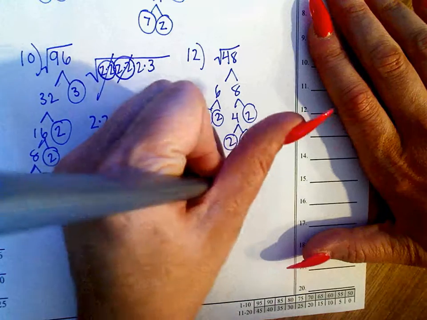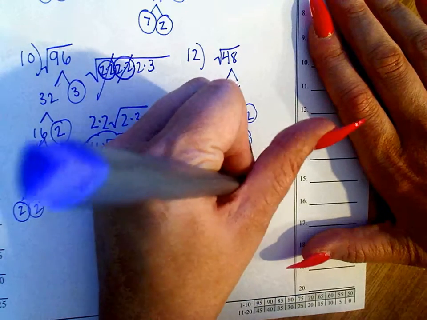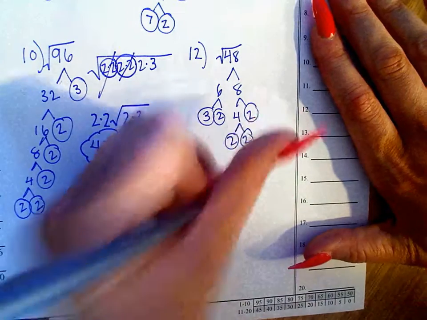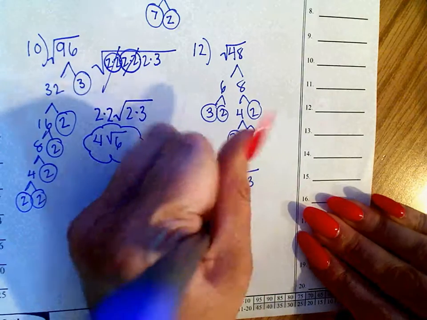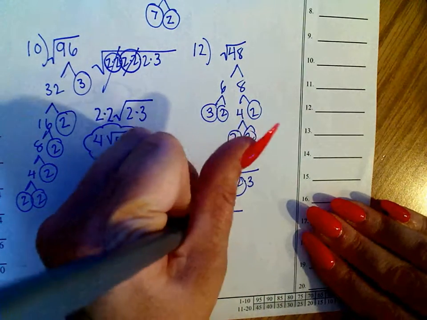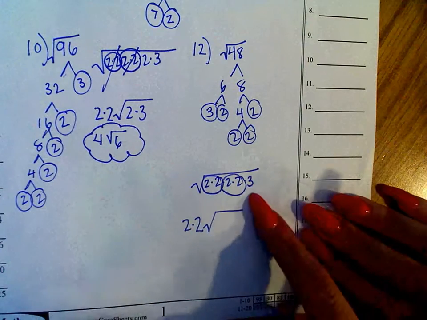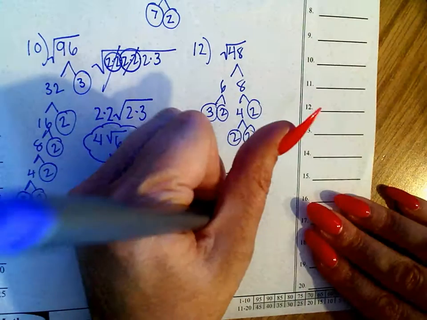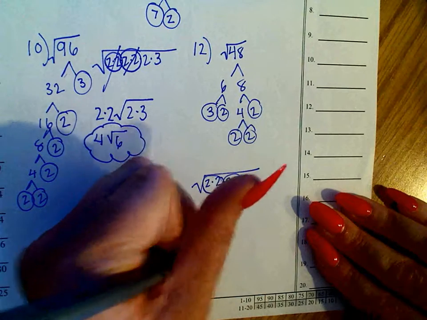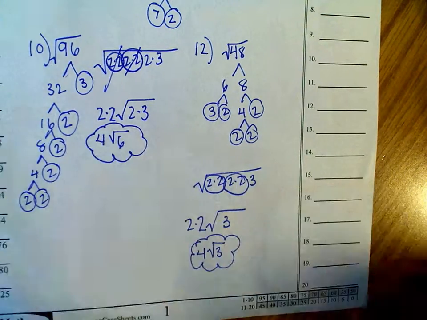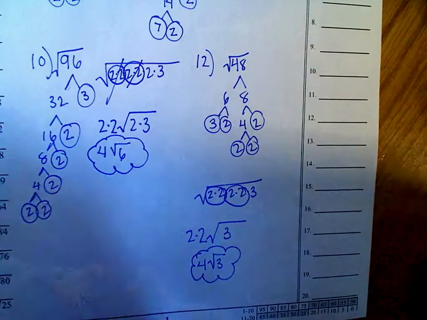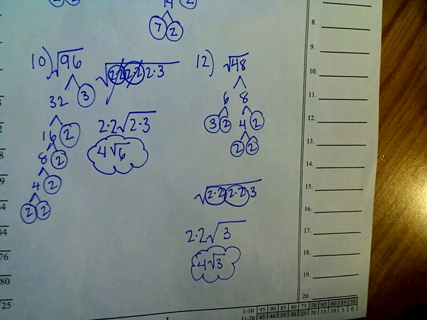So you have 1, 2, 3, 4 2s, and a 3. So again, you have 2 pairs of 2s here. Since you have 2 pairs of 2s, that means 2 2s are going to go on the outside, and then this 3 is going to stay on the inside. So 2 times 2 is 4, and it's 4 square root 3 for your answer.